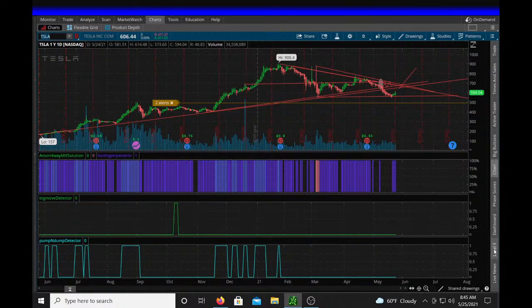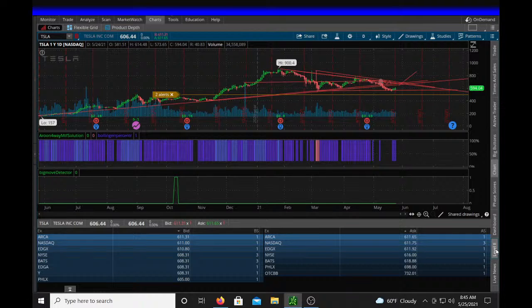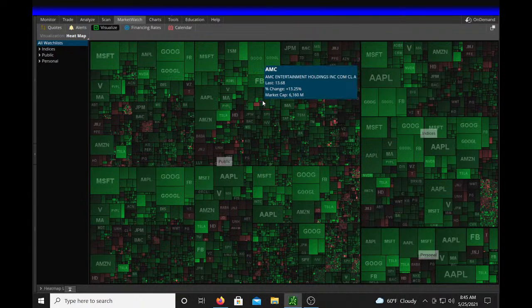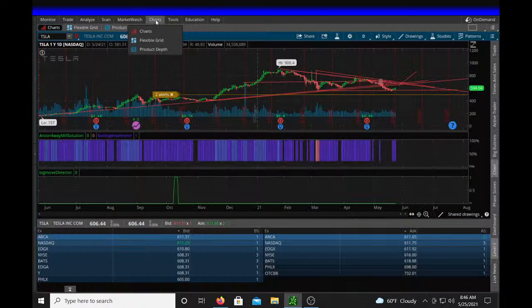Okay. Tesla might have an update today. Let's see what's going on with the level 2. Okay. Looks like they are going to try to pull it down some. Let's see what our heat map looks like. All right, anything really lit up? Here, what's this? AMC. Of course, AMC. All right. So let's go check out our AMC.